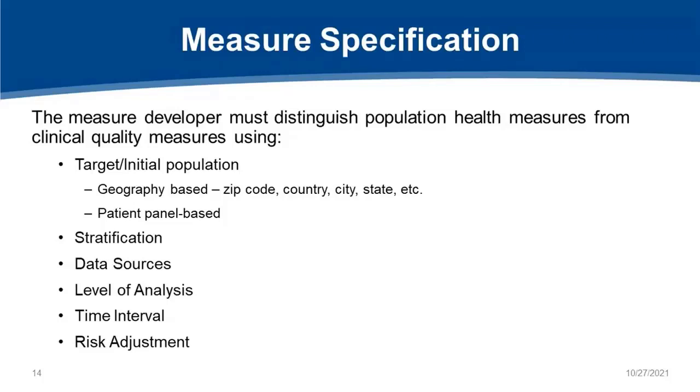Other parts of the specification where the population health measure information would be reflected are listed here, notably in terms of how the measure is stratified, which is absolutely crucial for a population health measure, the types of data sources used, for obvious reasons. If you're relying on clinical or other non-clinical data, that's going to look a little bit different than it would for a measure that's entirely based on things like claims data. The level of analysis, risk adjustment as appropriate, and then even the time interval. How far back do you need to be looking at these populations in order to track improvements over time?